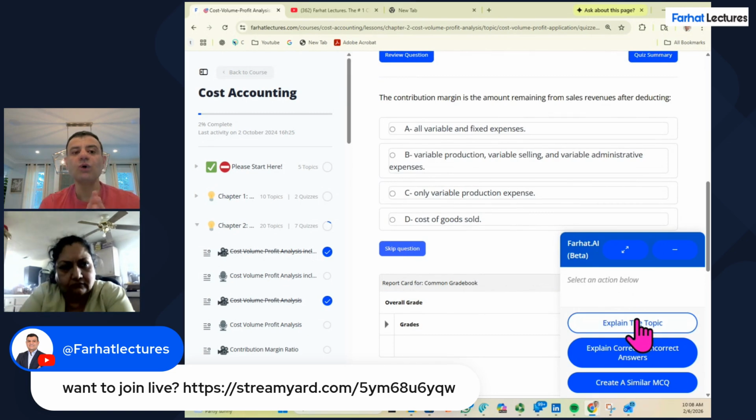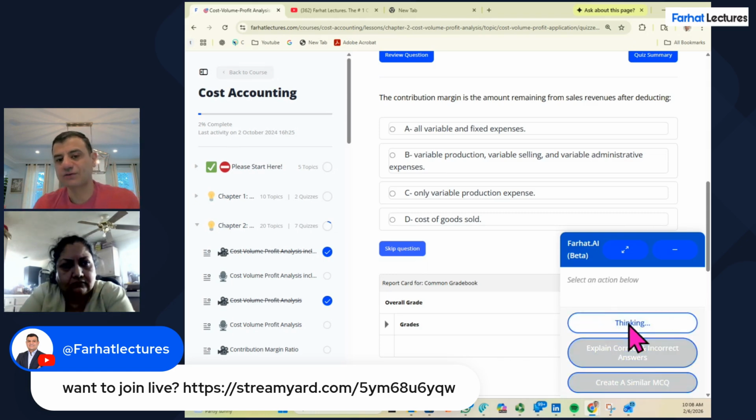And when would you use this? You would use this if you look at the question and you don't know how to answer the question. You don't know what the contribution margin is. You should by the time you get to the quiz. But if you don't and you want a refresher, you would ask the AI, explain the topic for me. So it will explain the contribution margin. And generally speaking, by the time it explains it, you would know the answer because it's going to explain it in depth.